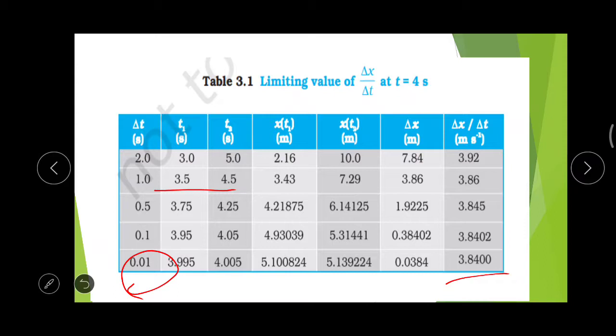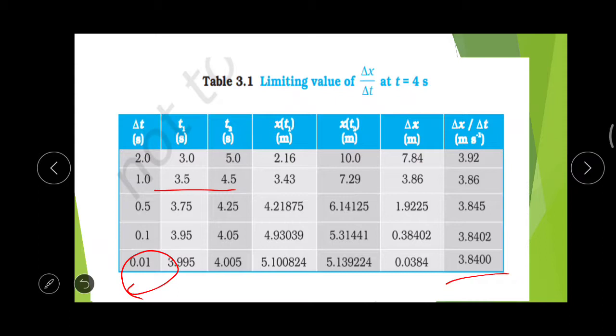Okay, so if you are finding out the average velocity at this time, that means 0.01, the average velocity will be almost equal to the instantaneous velocity, isn't it? Because delta t is almost near to 0. So where the t1 is 3.995 and t2 it is 4.005. Okay, then x at t1 and t2 values are given, the position at those times, and delta x will be 0.0384. Then delta x by delta t value will be equal to 3.8400.